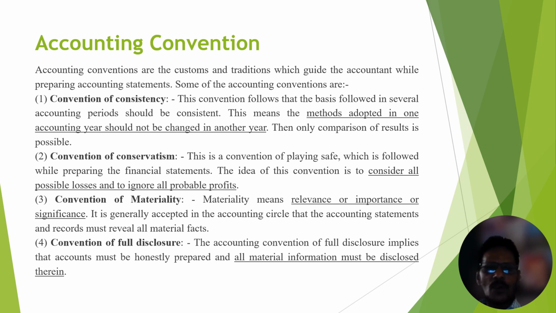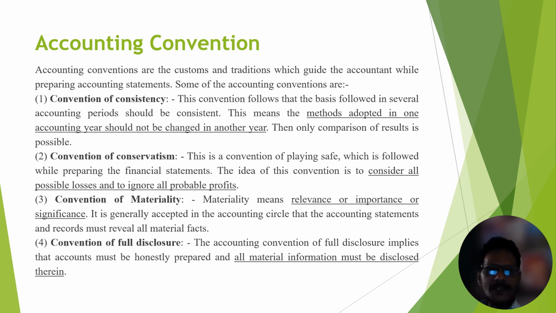Now, after that, the convention of conservatism. This is a convention of playing safe, which is followed while preparing the financial statement. The idea of this convention is to consider all possible losses in future and to ignore all possible profit. If we may have any losses in future, then from today we prepare planning or maintain some reserve for these losses. And if we have probable profit in future, you ignore it, because our business runs for a profit.